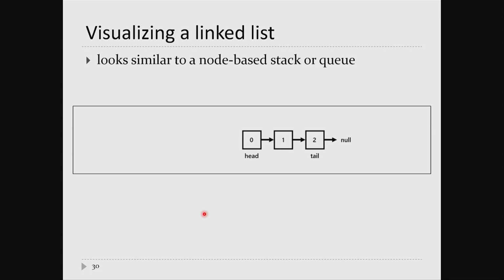Okay, so if you were to draw a singly linked list, it looks almost exactly like a node-based stack or queue. The box and the arrow represent the node. The value in the box is the element, or the reference to the element, I guess. The arrow is the link to the next node. In a list, the first node is called the head, and the last node is called the tail.